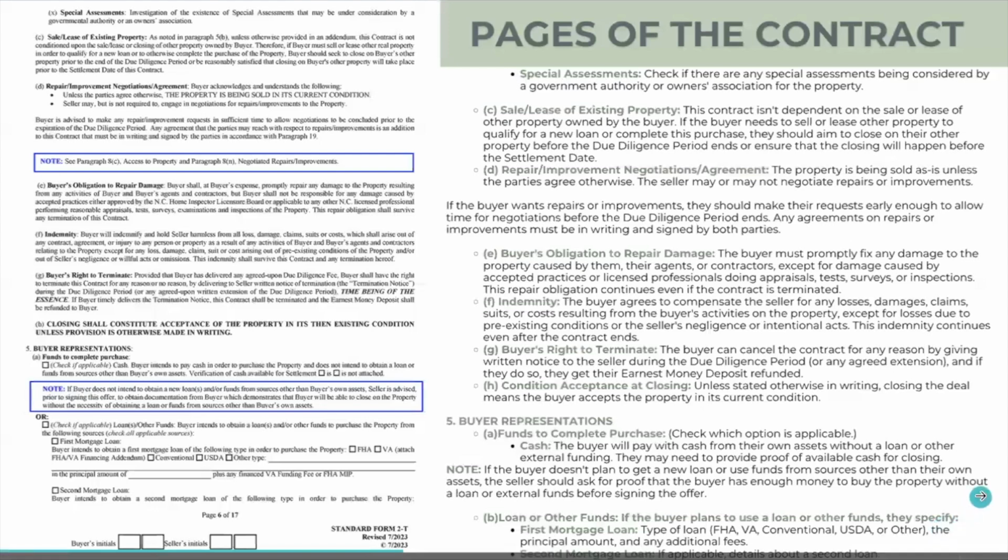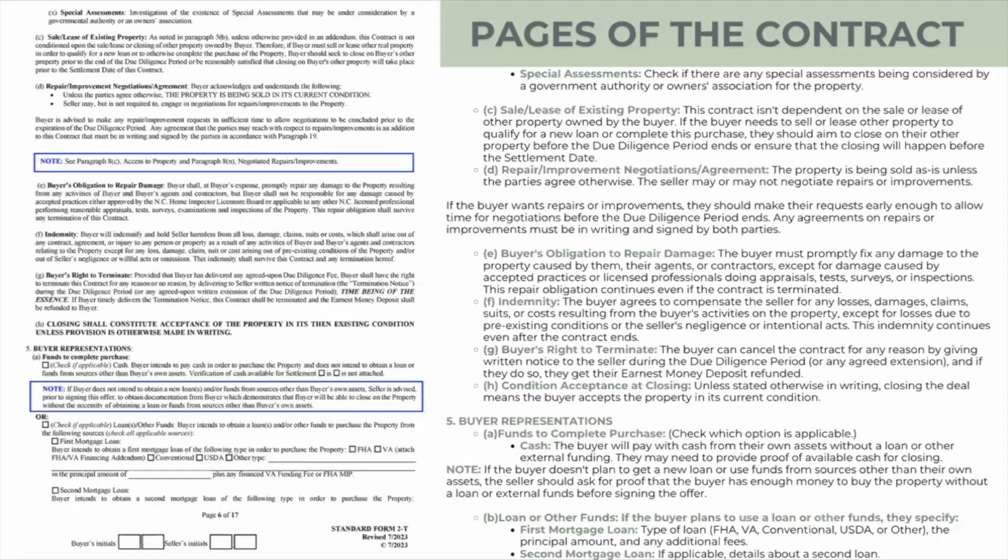And repair improvement negotiations. The property is being sold as is unless the parties agree otherwise. The seller may or may not negotiate repairs or improvements. If the buyer wants repairs or improvements, they should make their requests early enough to allow time for negotiations before the due diligence period ends. Any agreements on repairs or improvements must be in writing and signed by both parties.